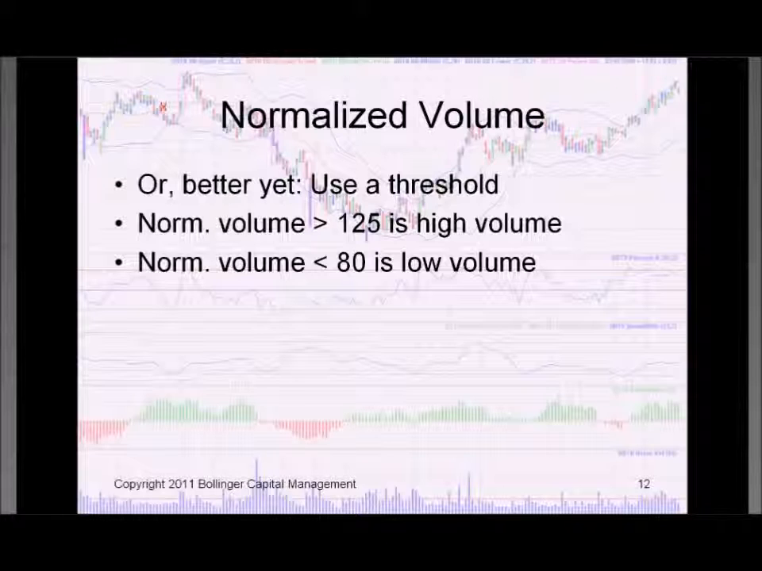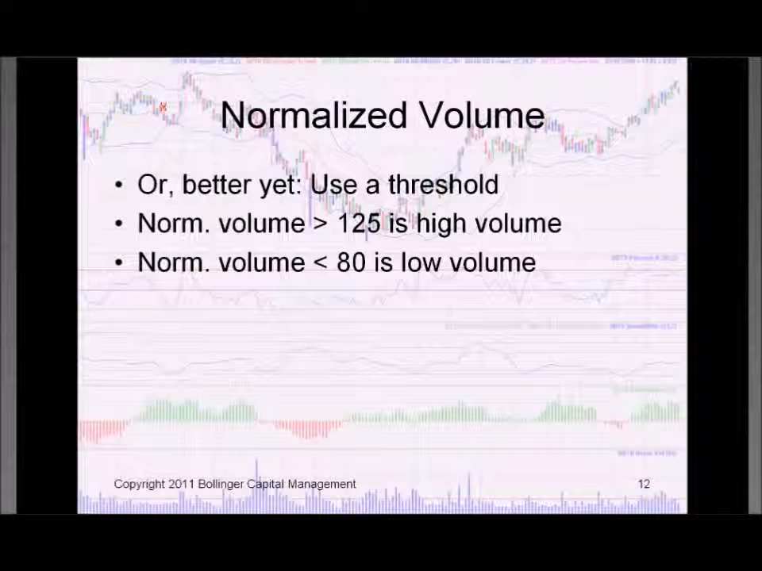So here we've just changed our rule a little bit. We say normalized volume greater than 125 is now high volume, and normalized volume less than 80 is now low volume. Now, notice that those numbers don't seem to be reciprocal, but in fact they are. The inverse of 125 is 80, or 1.25 is 0.8. And so that's the correct idea.